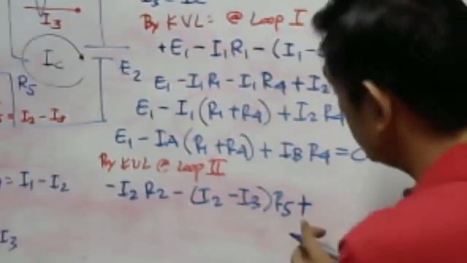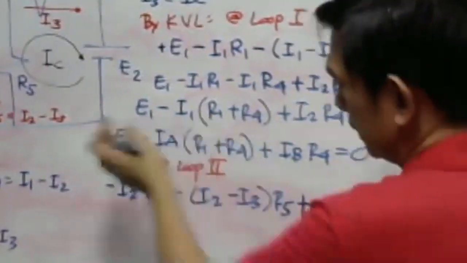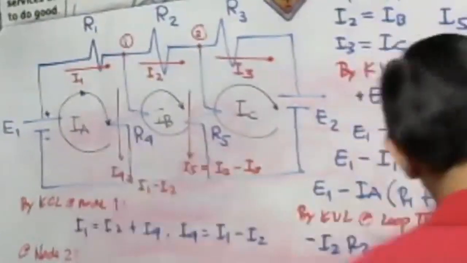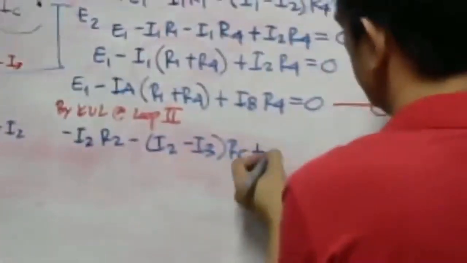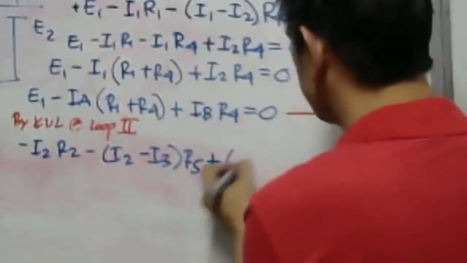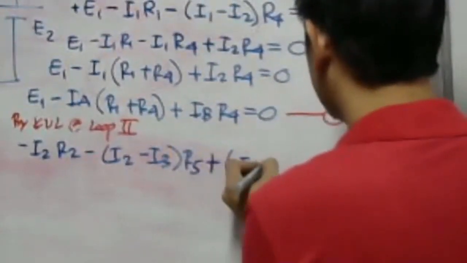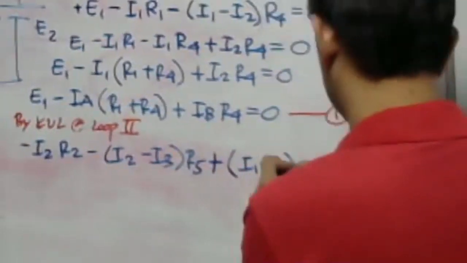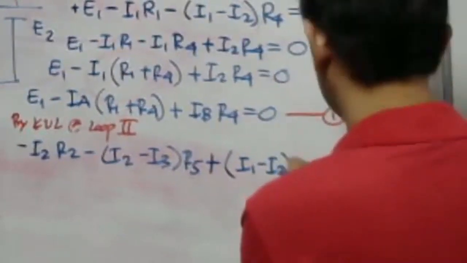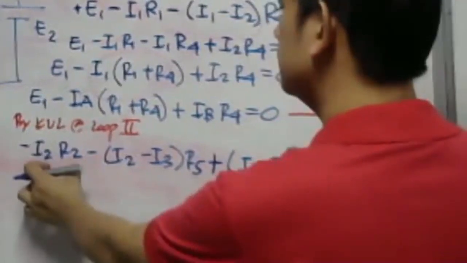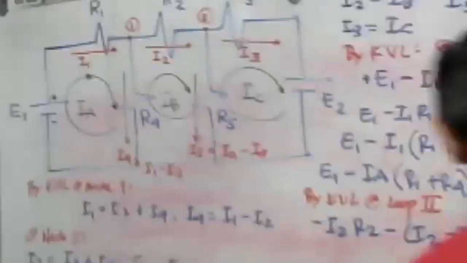So, the circuit tracing upward, I4 downward. Therefore, it is a plus. But our I4 is simply equal to I1 minus I2, I1 minus I2, then multiplied by R4. So, that is equal to 0. So, we have 1, 2, 3 terms.